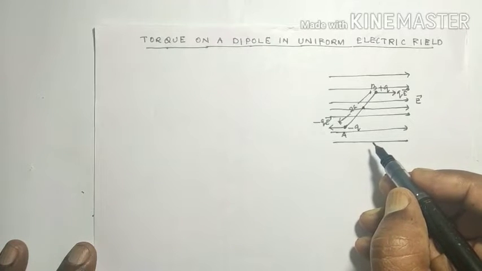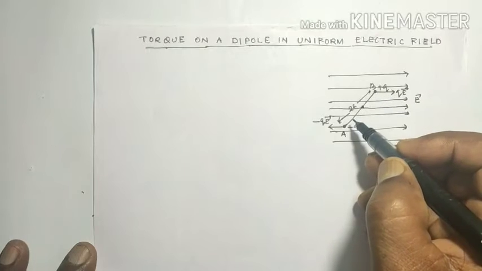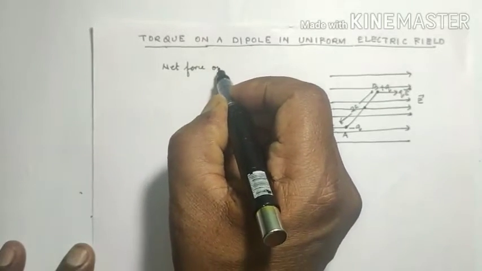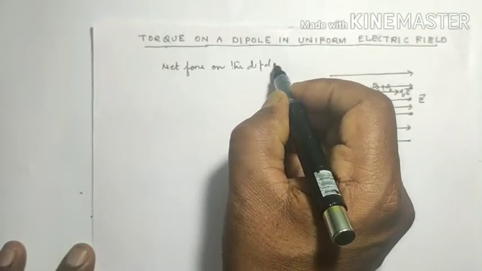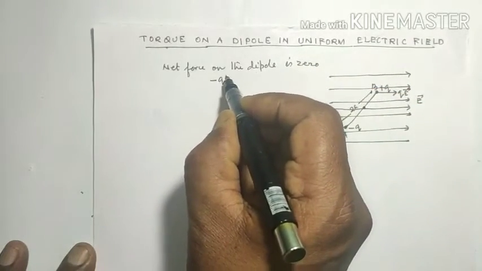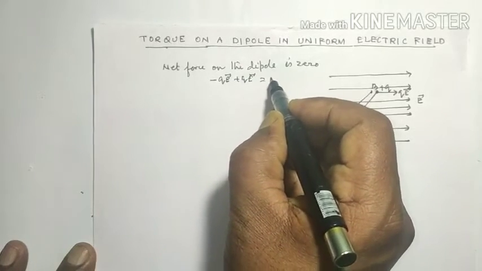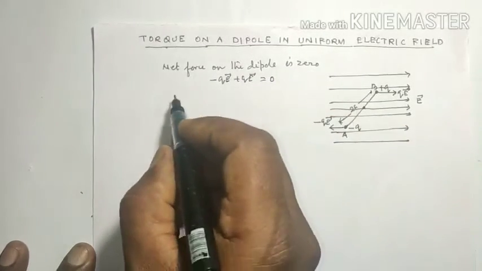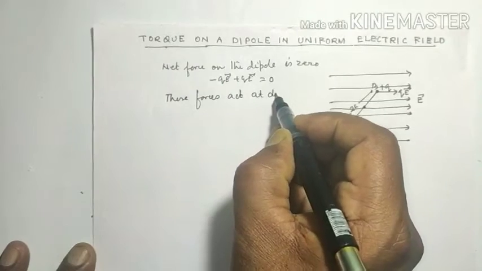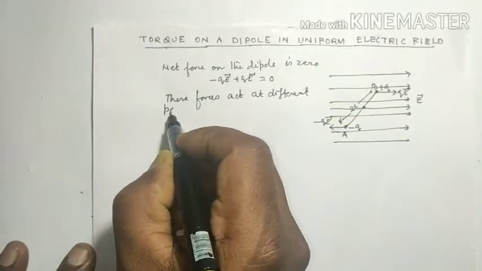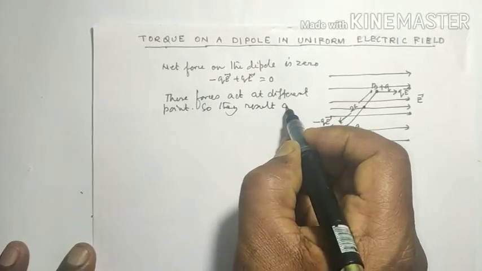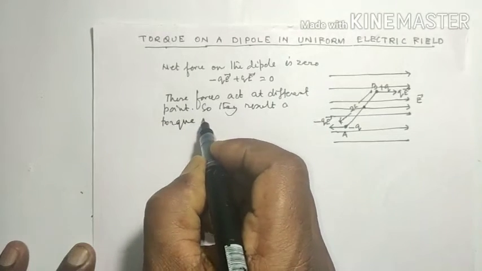Now net force on the dipole is 0 since E is uniform, because the minus qE and plus qE add up to 0. But these forces act at different points, so they result in a torque on the dipole.